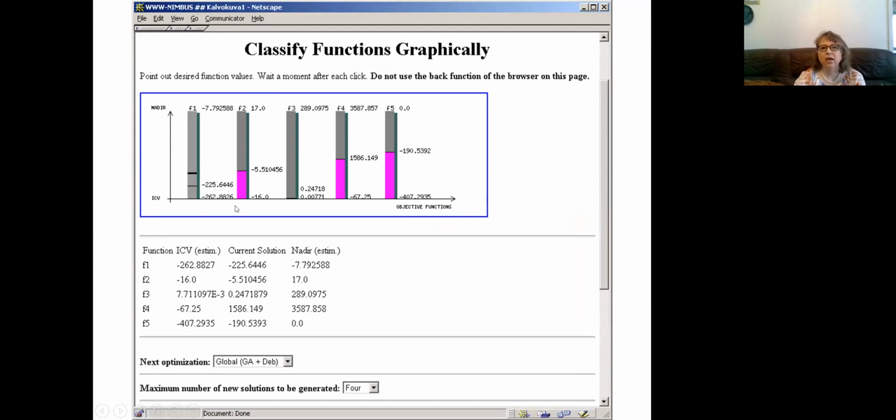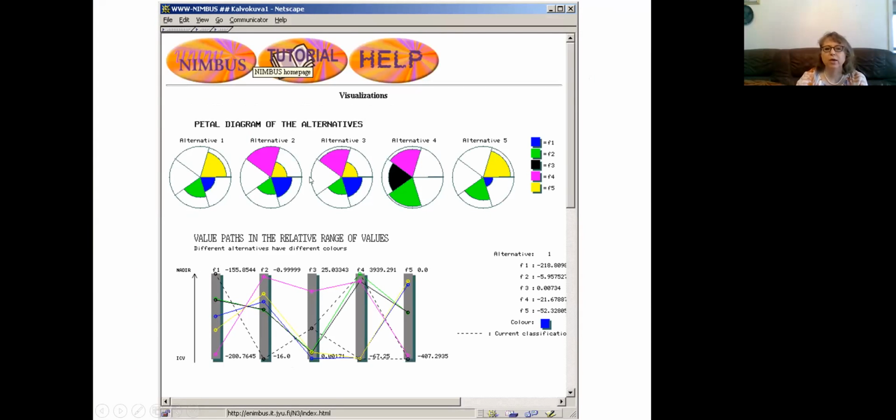Here is the classification window of WWW-NIMBUS. By clicking with the mouse at different parts of the bar, one can indicate the desired values. For example, in this case, the bar value was here, and the decision maker clicked here to indicate that one is willing to sacrifice a little bit for this function to get improvement in the others. So this was very advanced technology in those days to have this kind of an interactive way to provide preferences. And then these are different ways to visualize different solution alternatives in WWW-NIMBUS.